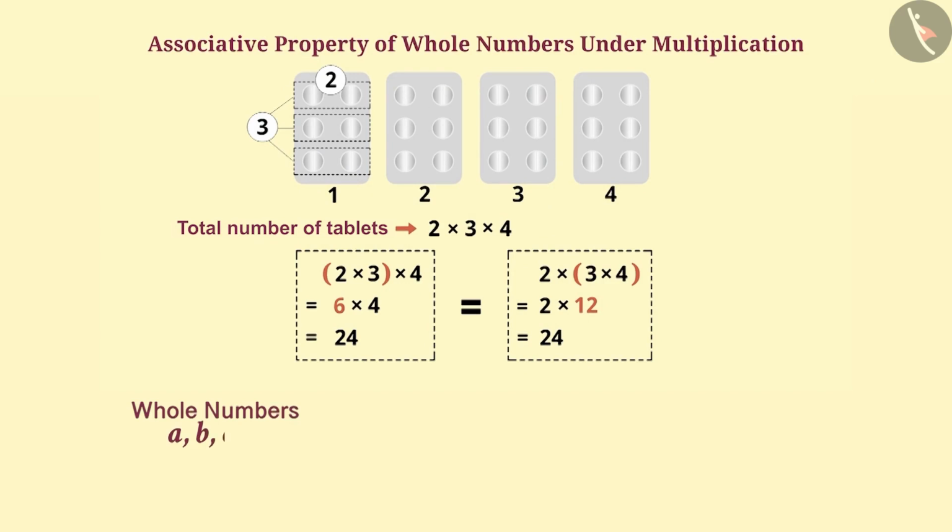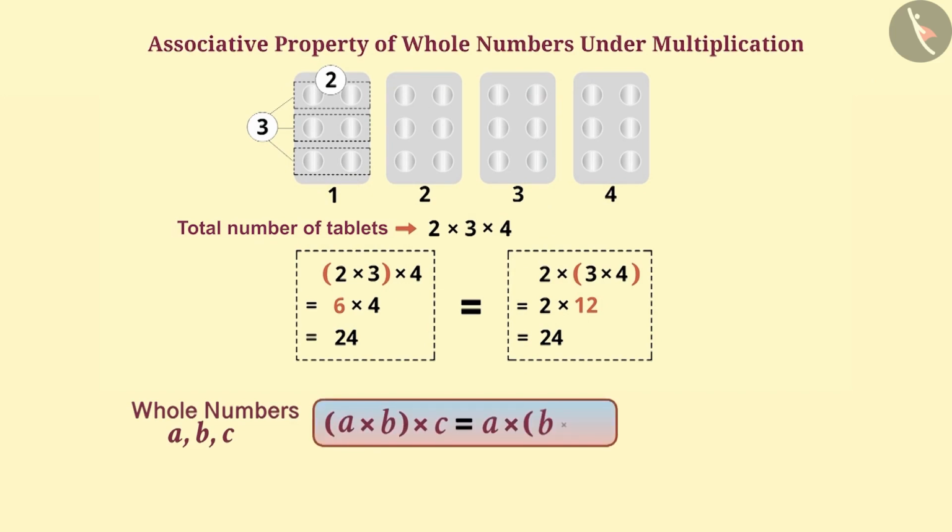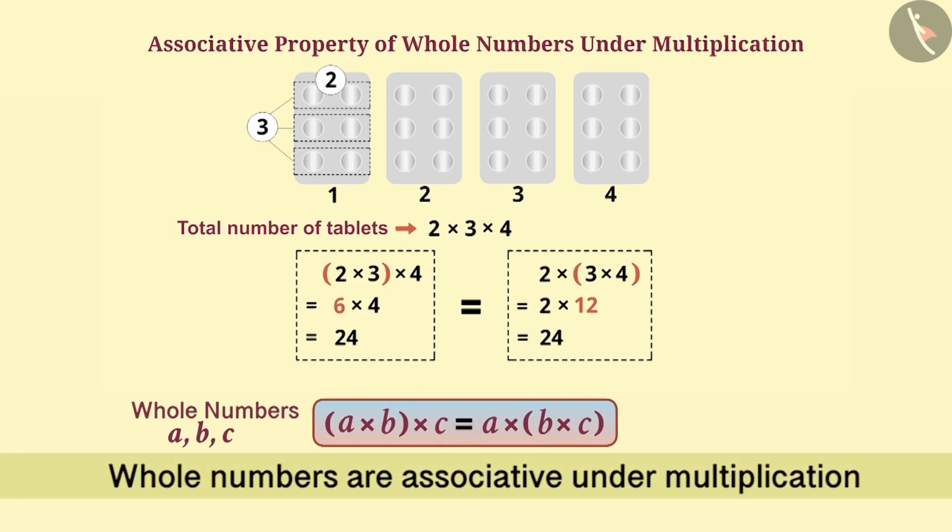In this way, any 3 whole numbers A, B, and C can be multiplied by grouping in any order. The result of (A into B) into C is equal to A into (B into C) and will be the same. Therefore, whole numbers are associative under multiplication.